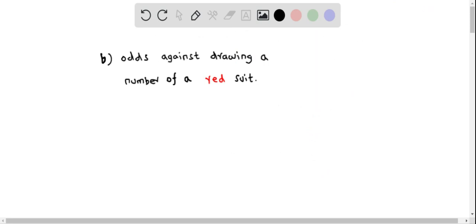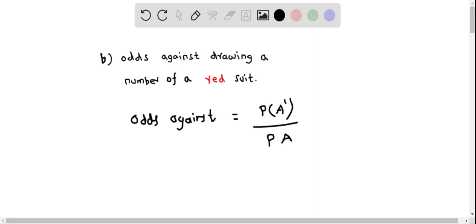Let's answer part B. Here we determine the odds against drawing a number of a red suit. So first we write the formula for odds against, and this equals the probability of A prime divided by P of A, where this probability of A prime represents the probability of not choosing a number of a red suit, and this P of A represents the probability of drawing a number of a red suit.